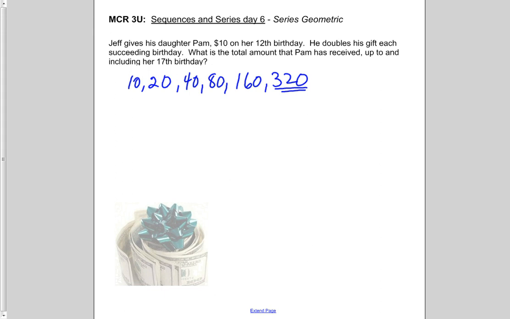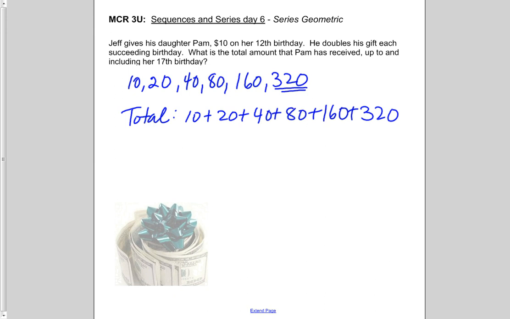So the total that she has been given would be adding this sequence. When we add a sequence, we call it a series. So this is a geometric series, and the reason it's geometric is that he has doubled, multiplied each subsequent term. So it's a geometric series when we are adding the terms. The total would be $630.